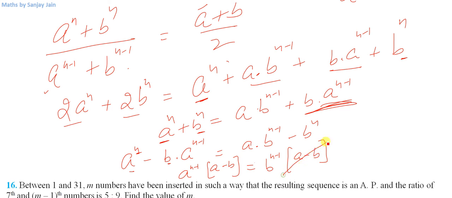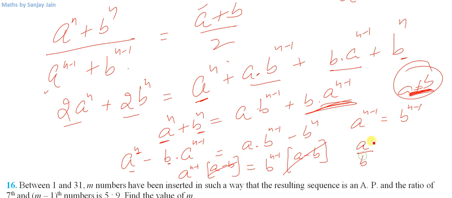I can cancel these A minus B on both sides because A is not equal to B. A and B are two different terms. So A raised to power n minus 1 is equal to B raised to power n minus 1, and A is not equal to B, right? This is what you need to keep in your mind.